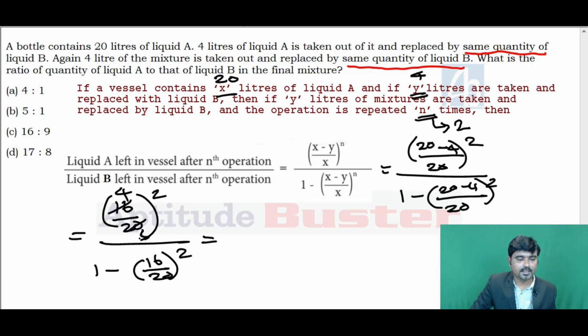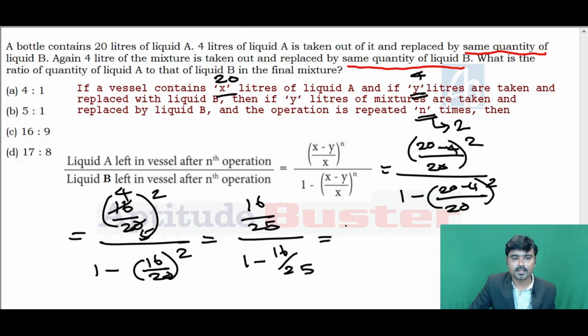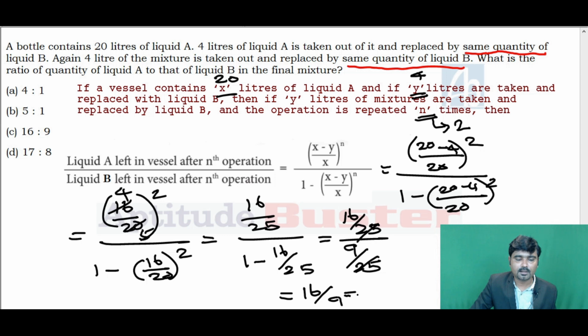Here cancel this. 4 times, this is 5 times, so 4 square is 16 divided by 25. Next one is 1 minus same 16 by 25, then that gives you 16 divided by 25 divided by 25 minus 16, 9 by 25. 25 gets cancelled, that gives you 16 divided by 9, or the ratio is 16:9. Answer for this question is 16:9. Have you understood? Please do not do any other method. This is the easiest way of solving this question. Otherwise, it takes time to find out the answer.